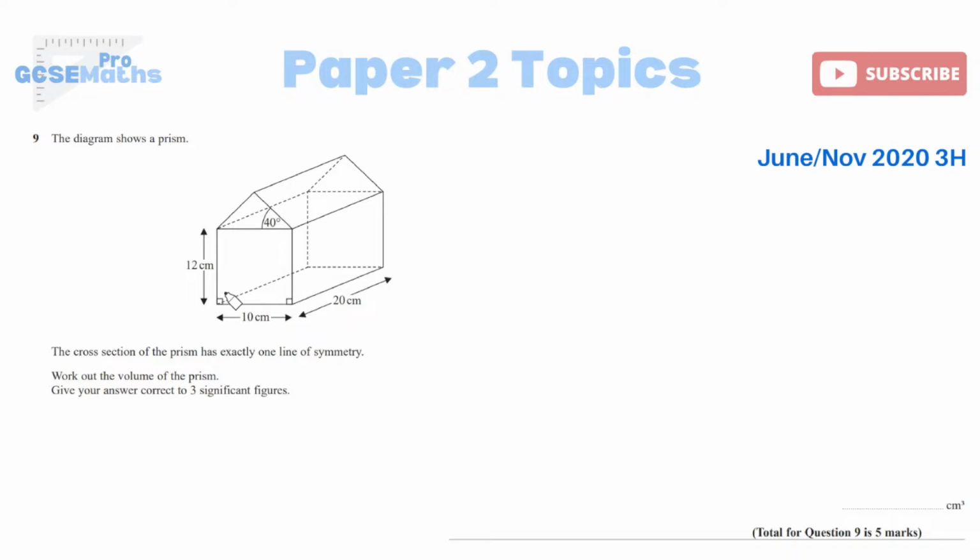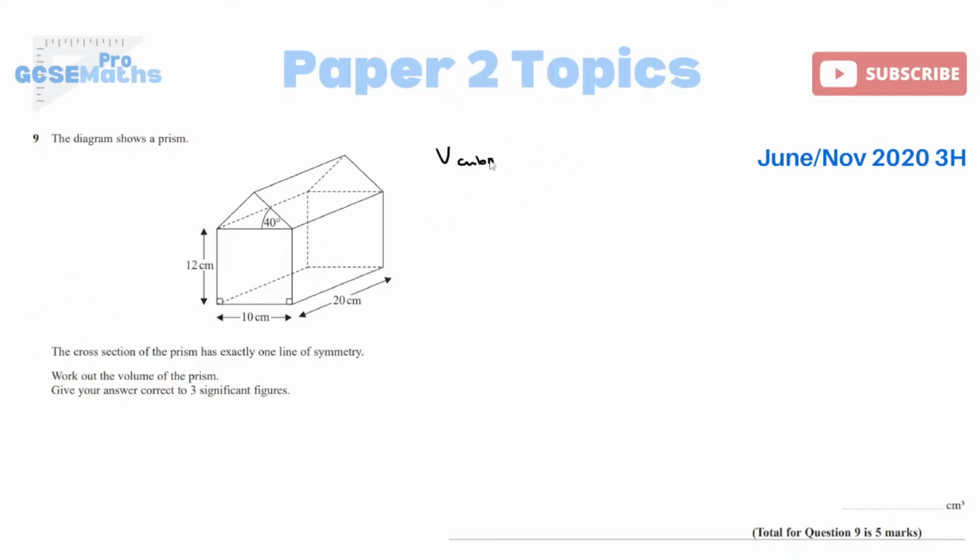So it's effectively a compound shape. You've got this triangular prism and then a cuboid, haven't you? So you could always work out the cuboid first, even if you weren't sure how to do the triangular one. You still get some marks. This is 5 marks ultimately. So let's just do the cuboid first.